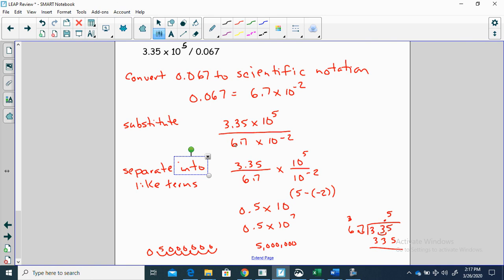Now, let's divide these two. 3.35 divided by 6.7 gives me 0.5. 10 to the 5th divided by 10 to the negative 2. Whenever I'm dividing with the same base, I need to subtract my exponents. 5 minus a negative 2 is 5 plus 2, which is 7. 0.5 times 10 to the 7th. That's 5 million, because if you move this 7 places, you would wind up with 1, 2, 3, 4, 5, 6, 7, 5 million.